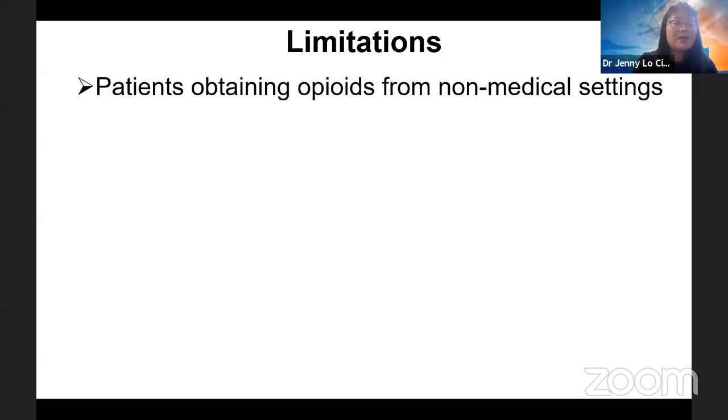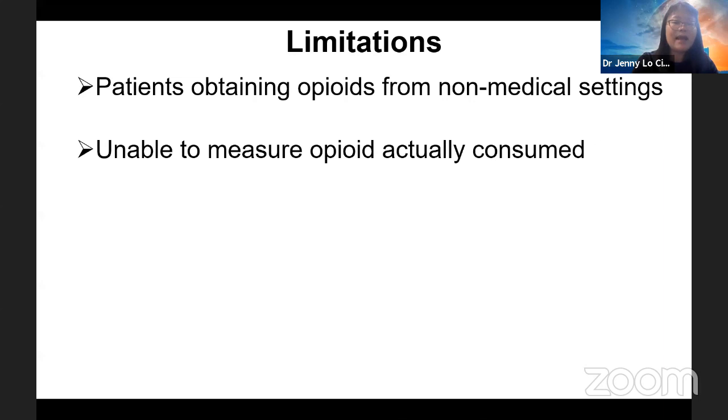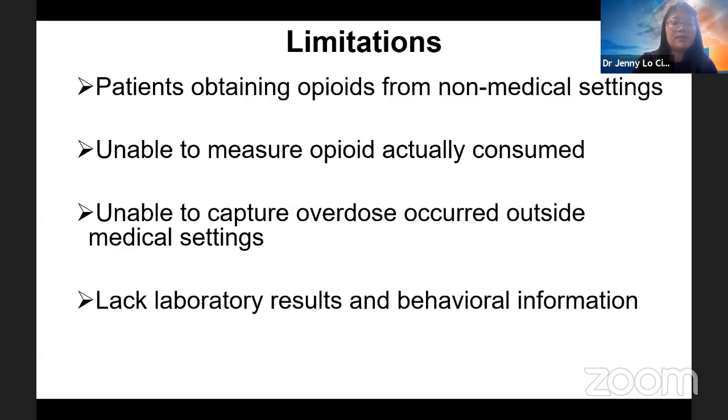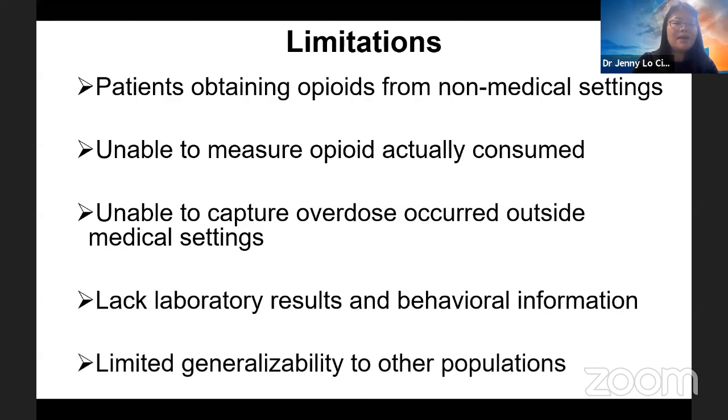Like all studies, we have limitations because this is administrative claims data. Patients obtaining opioids from a non-medical setting, we won't be able to capture. We are not able to know if the patient really consumed their opioid prescription or not, or just gave it to other people. We also don't know if the overdose occurred outside the medical setting, and those are not captured. We don't have lab results in the claims data, and also important behavior information that might be relevant to substance use disorder. And maybe our algorithm is not generalizable to other populations.